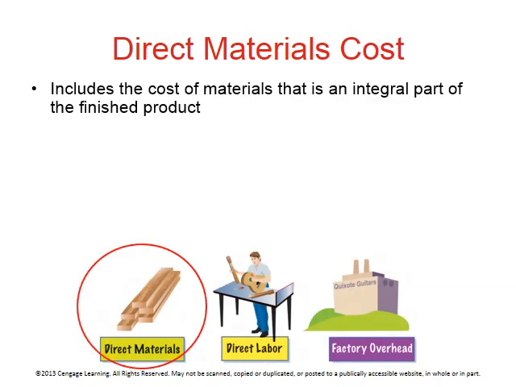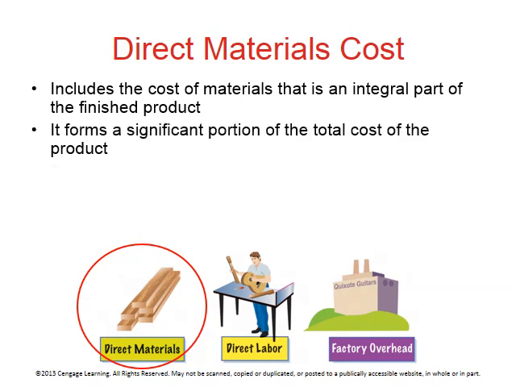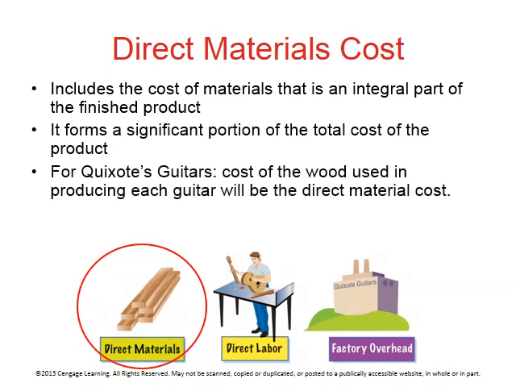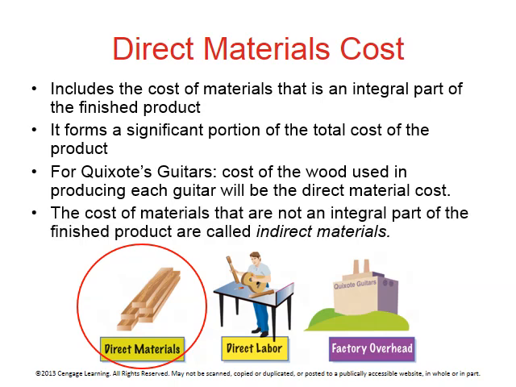So direct materials, the materials that are an integral part of the finished product. So for Quixote guitars, that would be the wood that we use to build the guitar. That would be our direct materials. Then we also can have materials that are not an integral part of the finished product, indirect materials. So this would be like screws and nails. You don't necessarily count screws and nails to build a product, but they're indirect materials. So you just include a box of nails that you used, but you don't divide up that box of nails into using 10 nails per guitar. You just call it a box of nails and it's indirect materials.